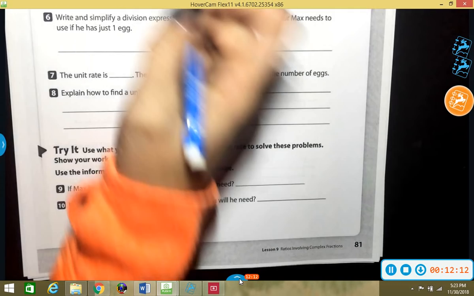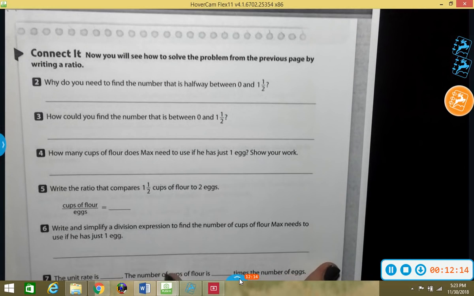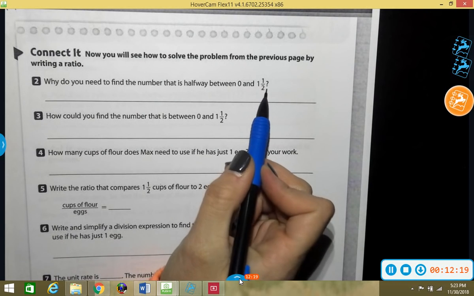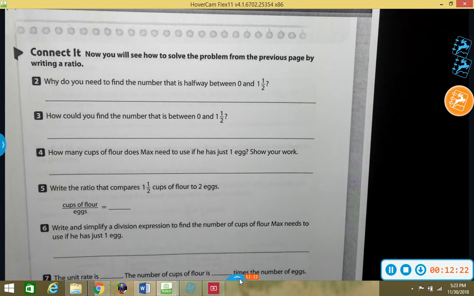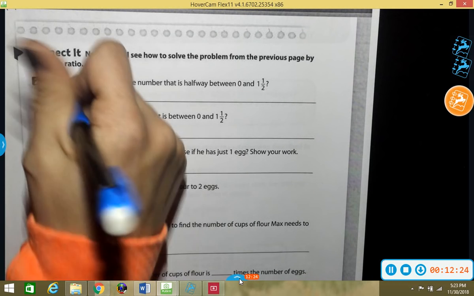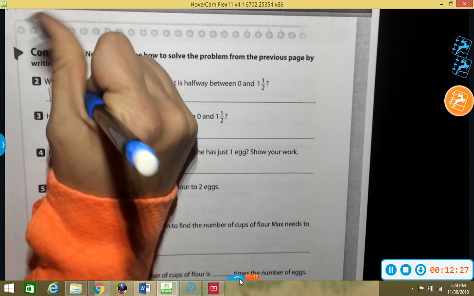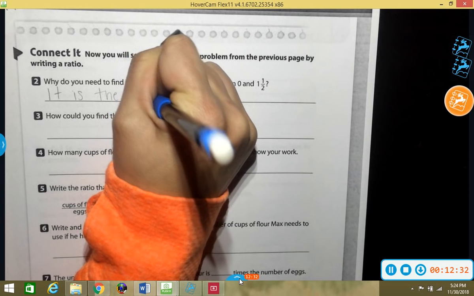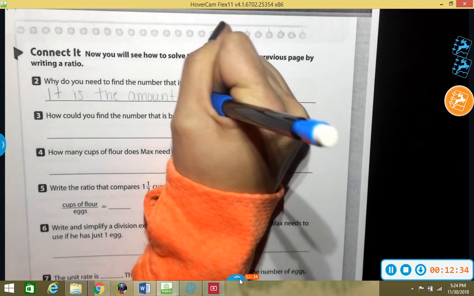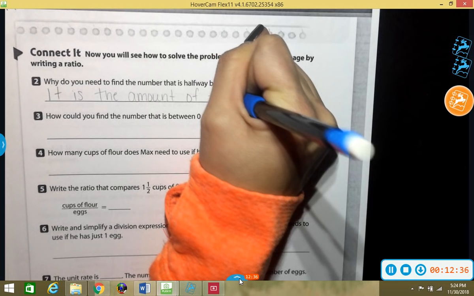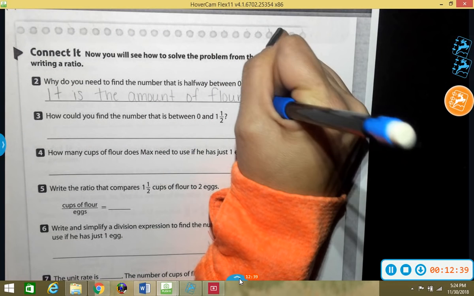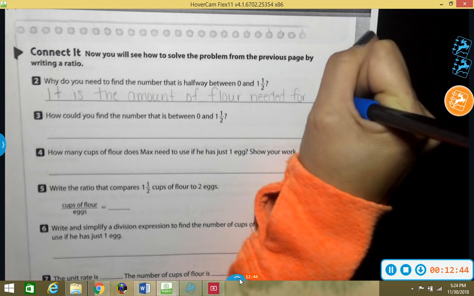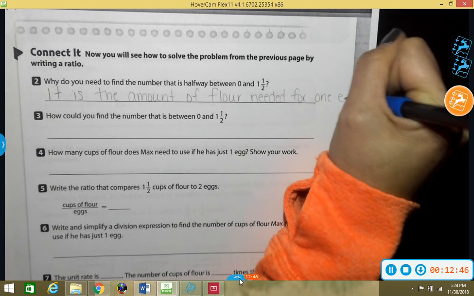Okay, it says, why do you need to find the number that is halfway between 0 and 1.5? What's important about it? Okay, you're writing, remember. It is the amount of flour needed for 1 egg.